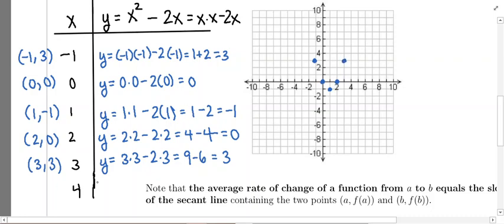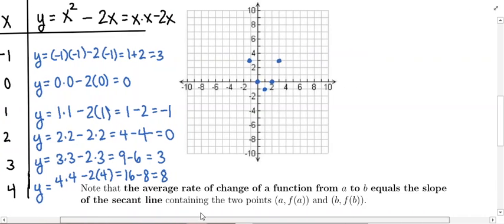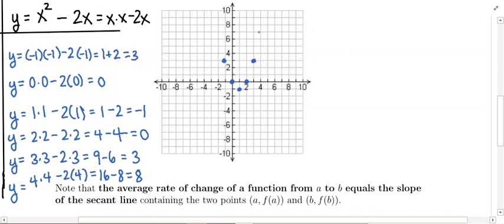And then lastly, x equals 4. The y value will be 4 times 4 minus 2 times 4. So that's going to be 16 minus 8, which is 8. So an input of 4 gives us an output of 8. So our last point to plot is 4, 8. Okay, so there we go.